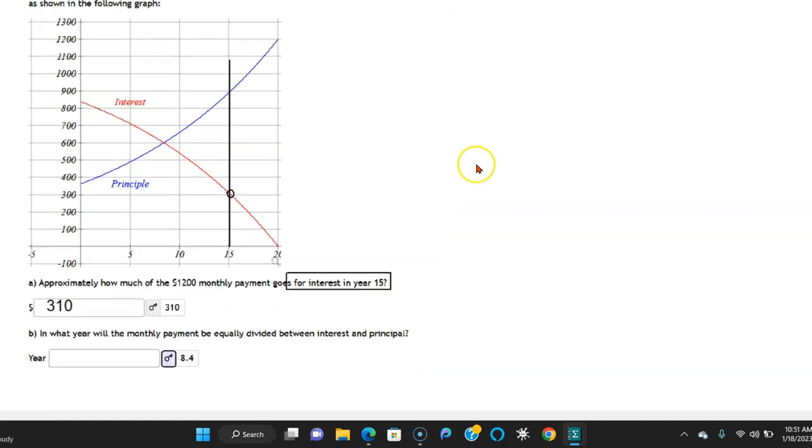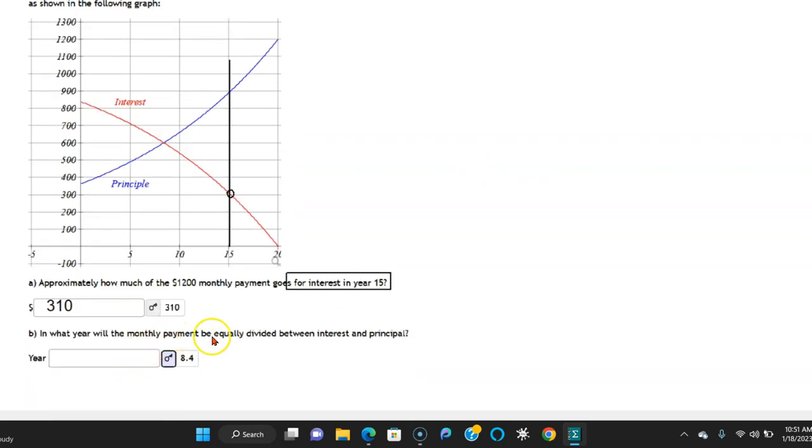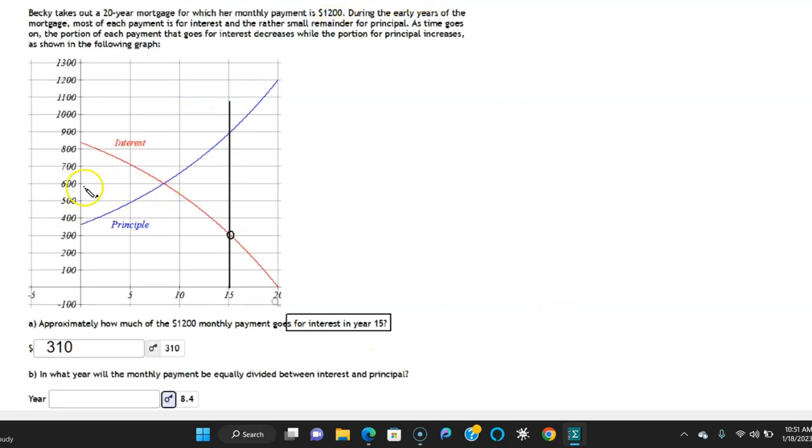It's an estimate. All right, the next part is: in what year will the monthly payment be equally divided between interest and principal? What you want to do is look over here. When it's 600 right here, then you look over to here, that's when they're equal because they have the same vertical coordinate, 600. Then you look down to the horizontal axis, which is about here, and this value is just about equal to 8, isn't it? So you put here 8.